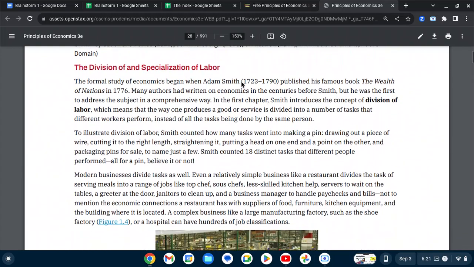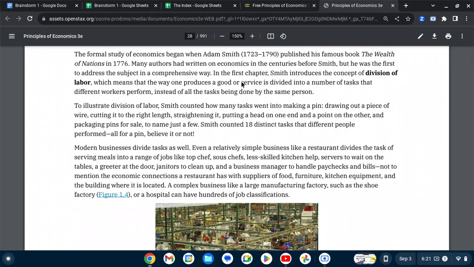The division and specialization of labor. The formal study of economics began when Adam Smith published his famous book, The Wealth of Nations, in 1776. Many authors had written on economics in the centuries before Smith, but he was the first to address the subject in a comprehensive way. In the first chapter, Smith introduces the concept of division of labor, which means that the way one produces a good or service is divided into a number of tasks that different workers perform, instead of all the tasks being done by the same person.